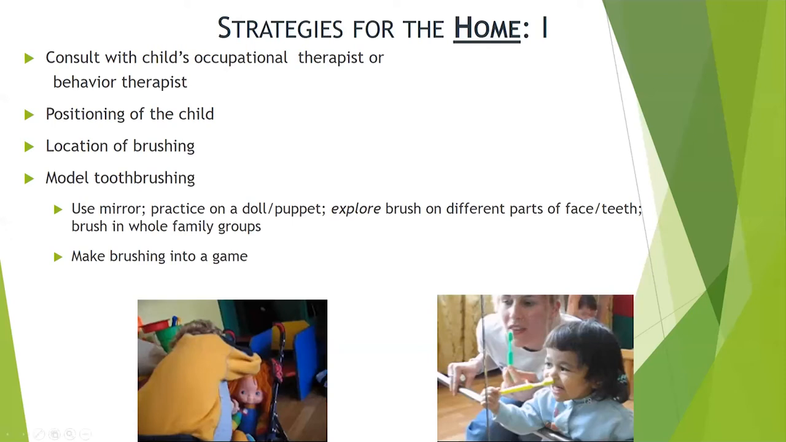Some of the strategies that can be used in the home by families to help children with autism or other developmental disabilities include consulting with the child's occupational therapist or behavior therapist, because those are the disciplines that are most frequently helpful in terms of the behavioral issues. Think about positioning the child, and you saw that one mom providing deep pressure and containing the child. Think about the location of the toothbrushing. It doesn't have to be in the bathroom.